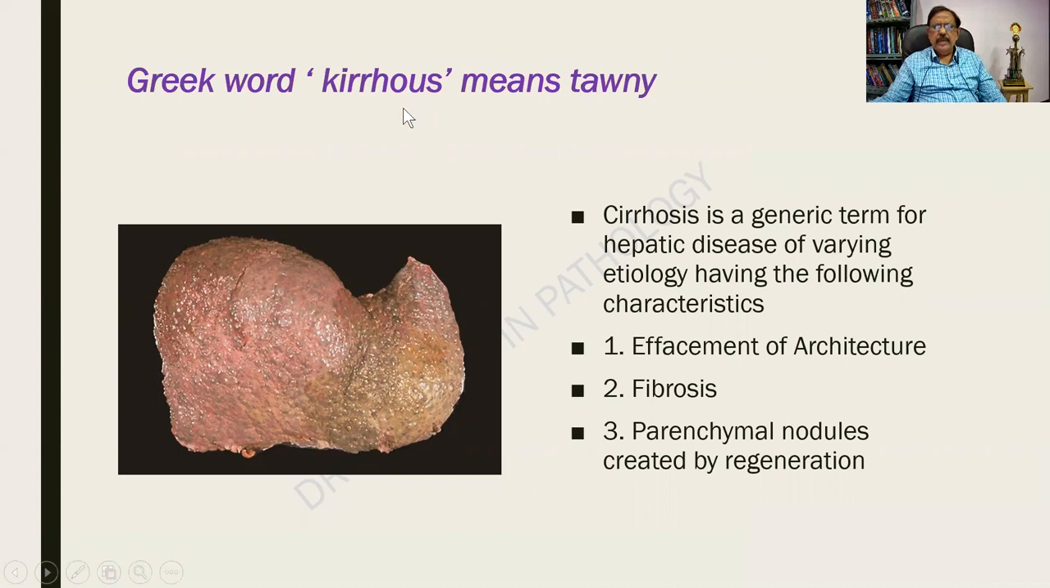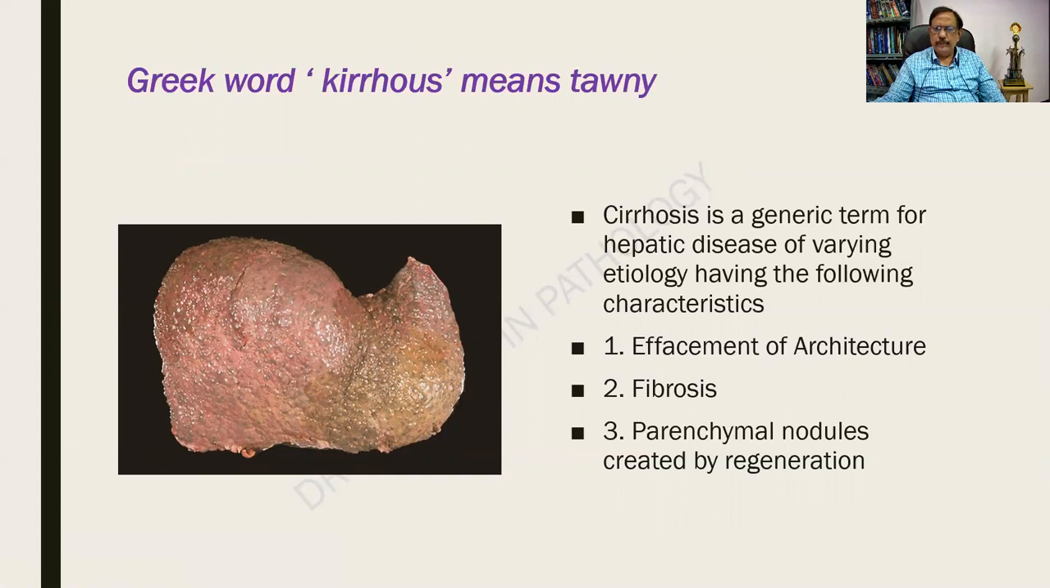Cirrhosis comes from the Greek word kirrhos, which means tawny, firm, almost hard, and it is a generic term for hepatic disease of varying etiology, just like anemia. Anemia by itself is not a disease, but a manifestation of many a disease. Similarly, cirrhosis. You can get cirrhosis in alcoholic liver disease, or in Wilson's disease, or in hemochromatosis, and so forth.